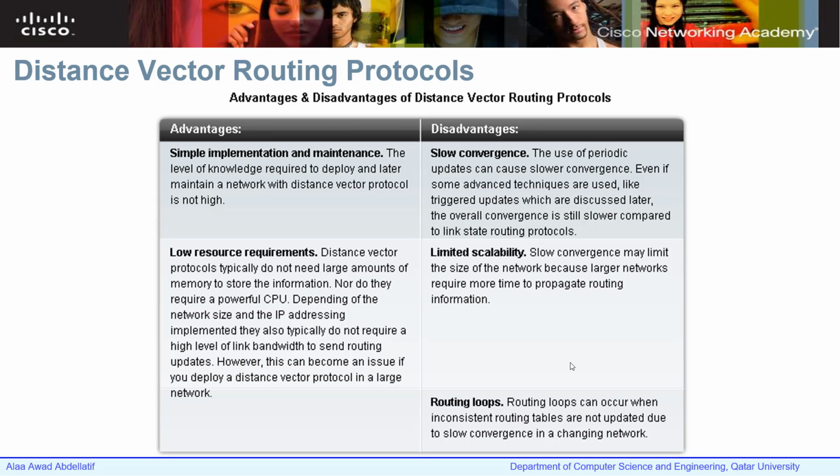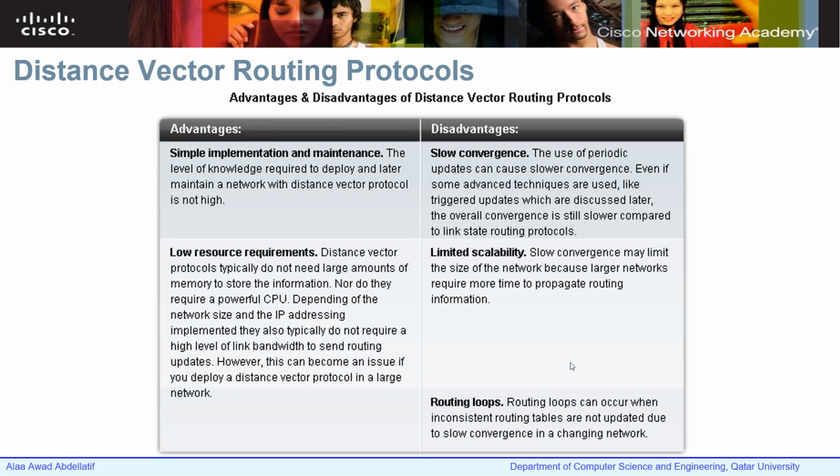And these periodic updates and slow convergence will also reflect on scalability. Due to the slow convergence and the periodic updates, these routing protocols are preferred to be implemented in small networks. In a large network, it will require a very large delay to converge and a large amount of periodic updates. So it's not suitable for a large network. It's more suitable for a small network. That's limited scalability. It's better to be implemented in a small network.